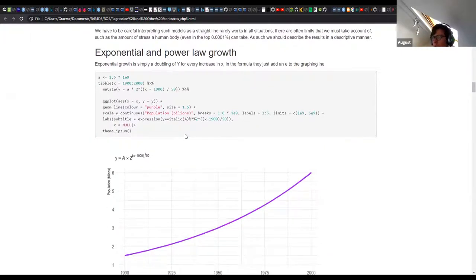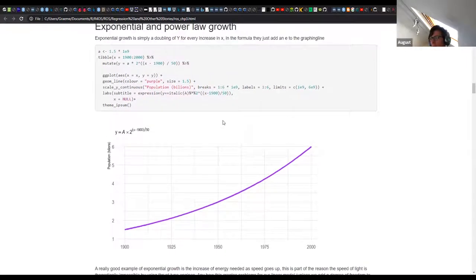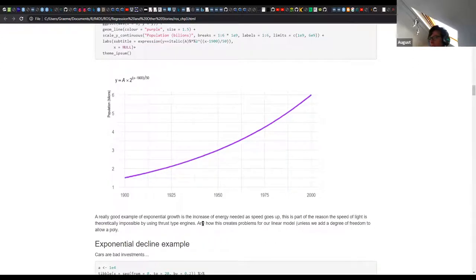So exponentials. I think COVID's probably a better example than what they used in here, but that didn't exist when they wrote this book. So basically, another example is the way that as you approach the speed of light, you need more and more energy in order to increase your speed, which is why we can't break the speed of light. Not even approach it, really.